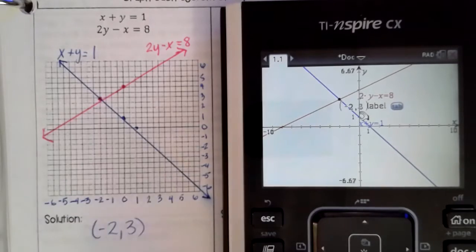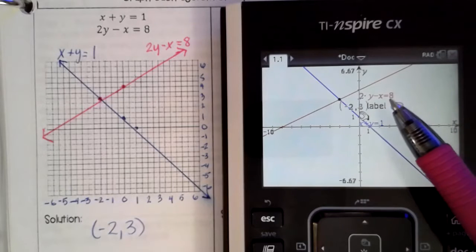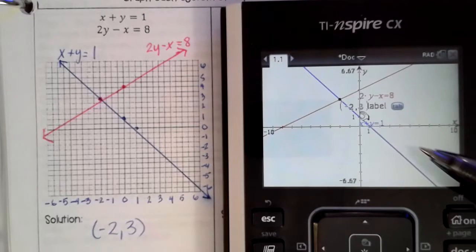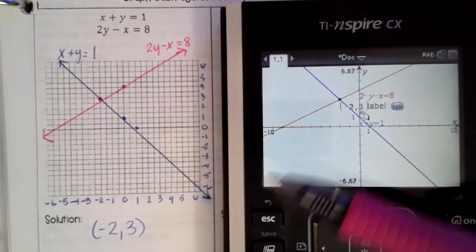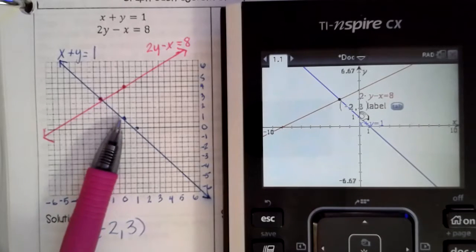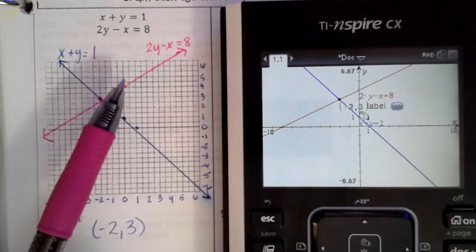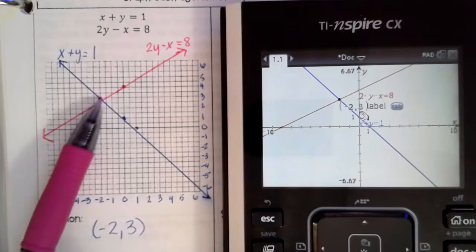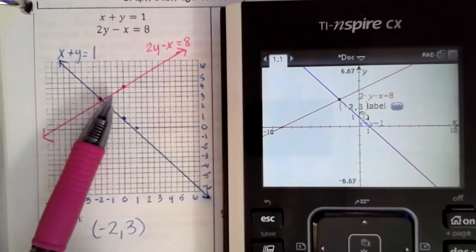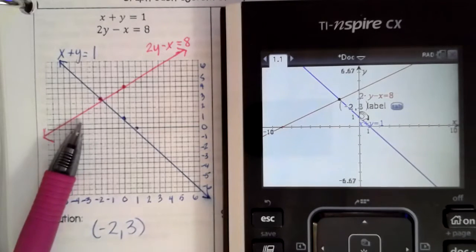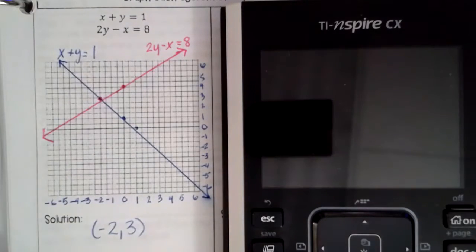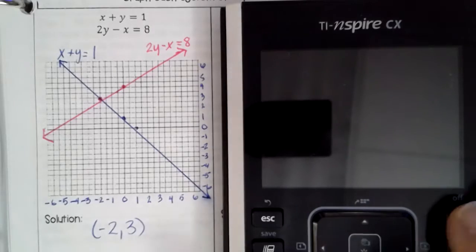Okay, so we can reproduce the equations on our graph by first finding the y and the x-intercept. For the x plus y, or the blue line, that puts it at 1, 0 and 0, 1. Those are the x and y intercepts. And for the red line, we have to find the y-intercept, and then we can see that the crossing point is at -2, 3, so that would be my second point. And that allows me to draw my second line. And I did it in red for the second line, just as the calculator. And our answer is -2, 3.